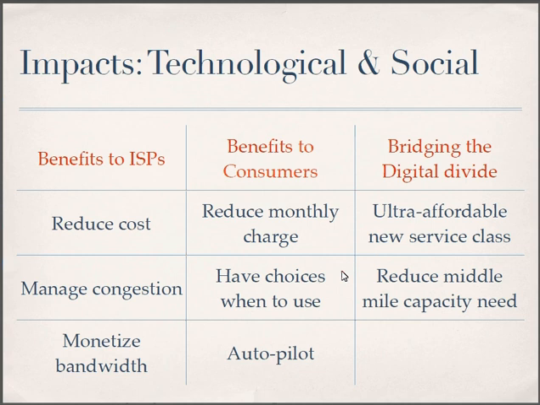For the ISPs, it benefits by reducing cost and congestion and monetizing bandwidth. For the consumers, they benefit by slashing their monthly bills, saving by waiting, and enjoying a hassle-free autopilot mode of operation. Tube also has a social dimension of bridging the digital divide by creating an ultra-affordable class of users, and it also helps in expanding broadband access in rural areas by reducing the peak capacity need for the bottleneck middle mile.